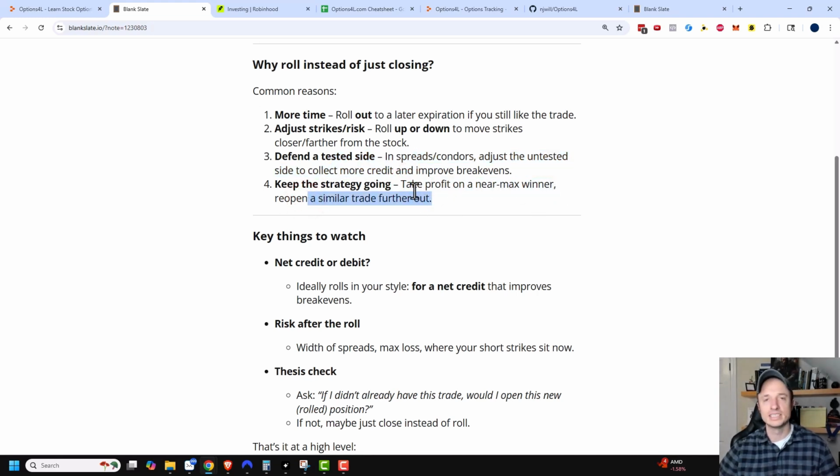So maybe you have like 3 days left to expiration and you're like 95% profitable at this point in time. Instead of just closing out your position, you just roll it out or roll it up or roll it down, depending on, again, what type of trade or strategy you're doing.